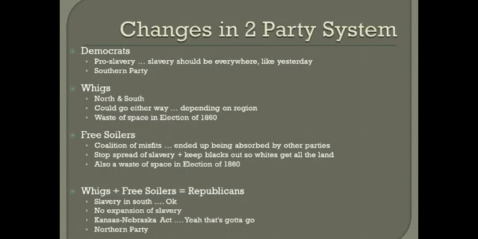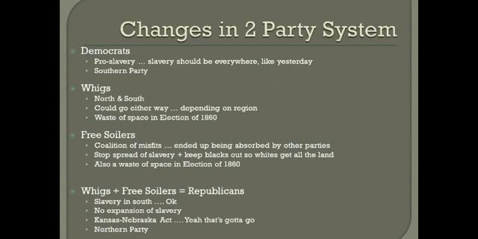Now, changes in the two-party system. Let's break this down. So at this point, at least starting out, we have the Democrats, the Whigs, and the Free Soilers. This is going to shift. So the Democrats were pro-slavery. They said it should be everywhere, like yesterday, all the time. They were predominantly, mostly a Southern party. The Whigs split both the North and the South. They could go either way depending on the region. And they were a waste of space in the election of 1860. They were like a non-event.